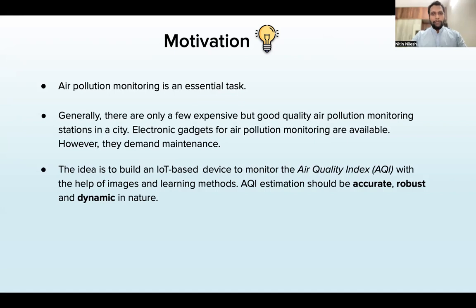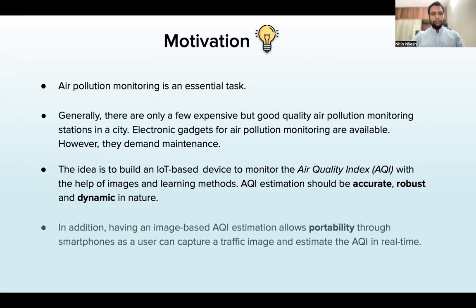So what we are trying to achieve here is that for a given traffic scenario, we're trying to estimate the AQI, right? Using the images and other weather parameters. And the AQI estimation should be accurate, robust, and dynamic in nature. So when I'm saying dynamic in nature, the stations are stationary, right? So we are looking for some device which is portable, which is dynamic, right? Which can go from one place to another place to get the AQI and still be accurate and robust.